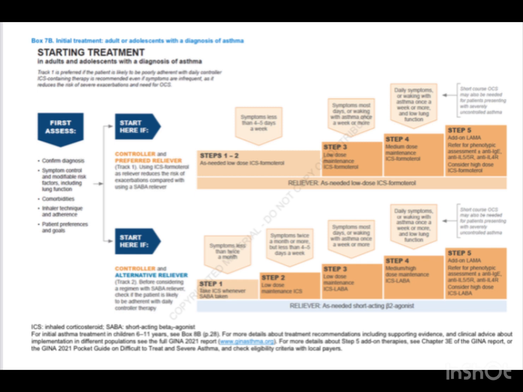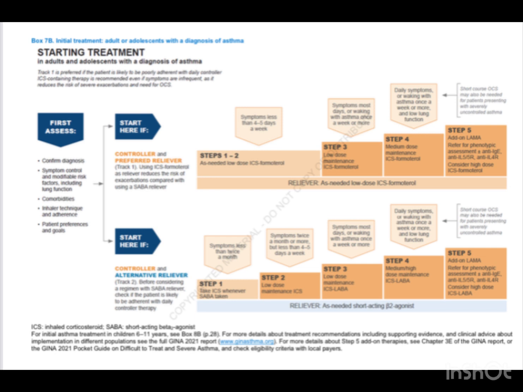This is the personalized asthma treatment, and in this there are two tracks for the management of asthma. Track 1, in which the reliever is low dose inhaled corticosteroid along with formoterol, is the preferred approach recommended by GINA when the patient at any step has asthma symptoms. They use low dose inhaled corticosteroid along with formoterol as needed for symptom relief. In steps 3 to 5, they also take the inhaled corticosteroid and formoterol as regular daily treatment. This approach is preferred because it reduces the risk of severe exacerbations compared with using a SABA reliever with similar symptom control.